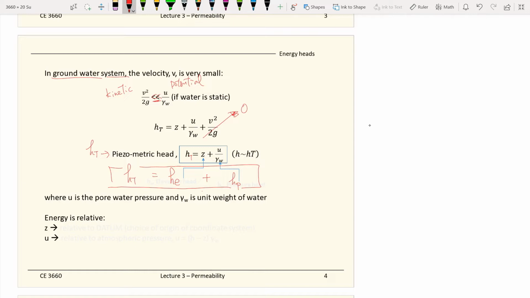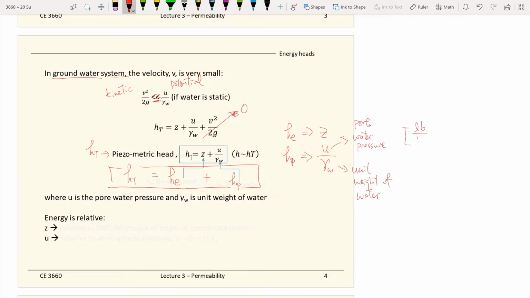So the elevation head pretty much is represented by the elevations, straightforward, and the potential head is represented by the pore water pressure divided by the unit weight of water. So this is the pore water pressure, and this is the unit weight of water. And unit-wise, it works out this way.